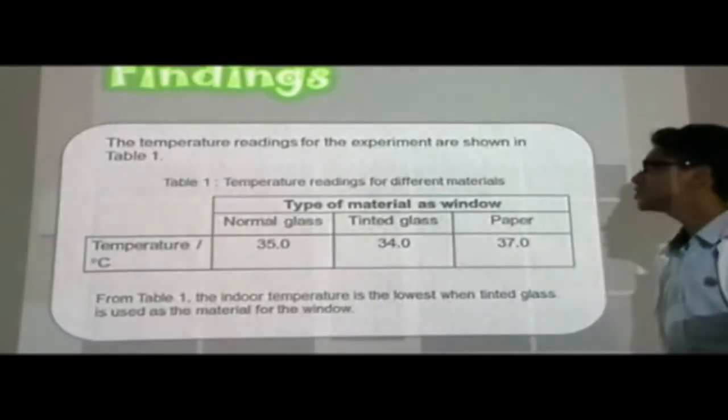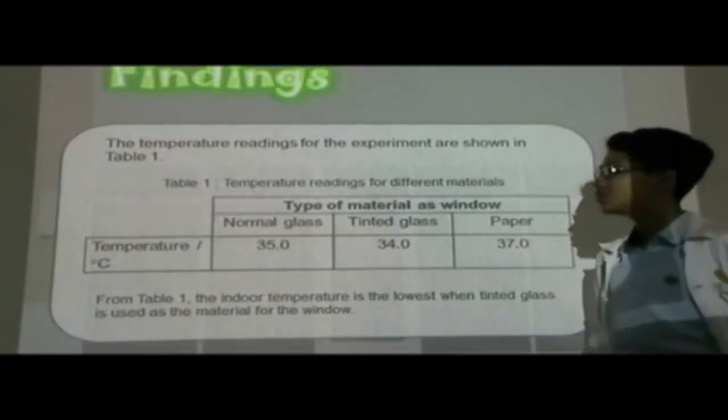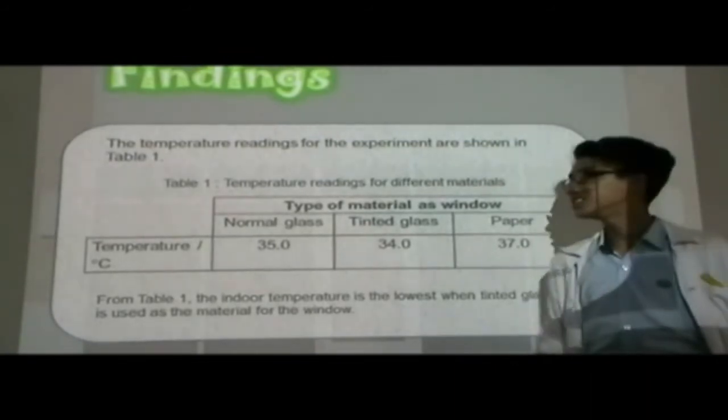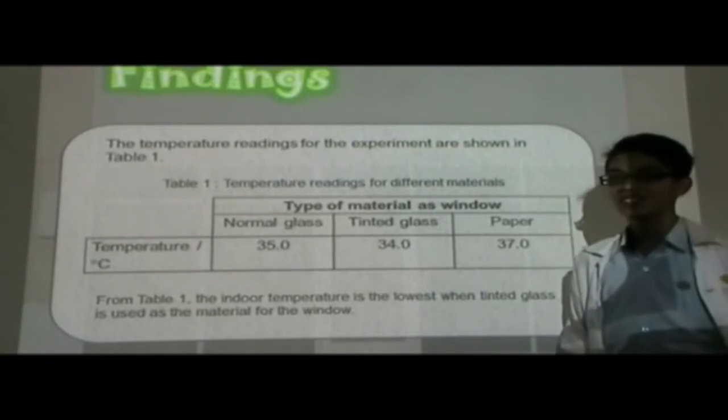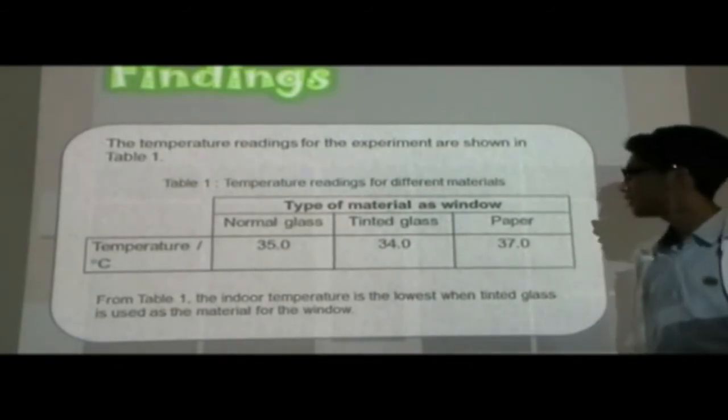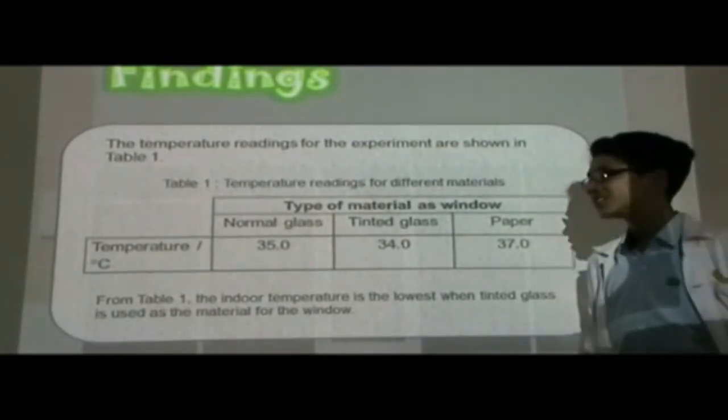It shows the temperature reading for different material as the window. For normal glass, it's 35 degrees Celsius. For tinted glass, it's 34 degrees Celsius. And for paper, it's 37 degrees Celsius.